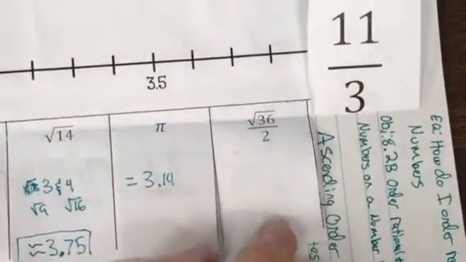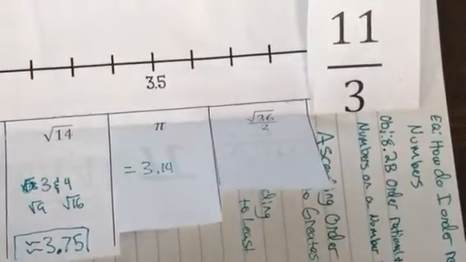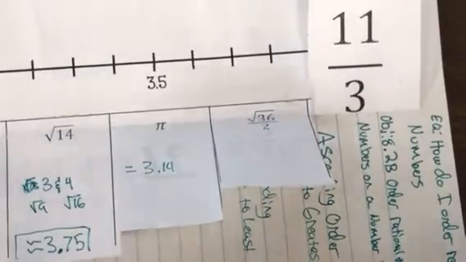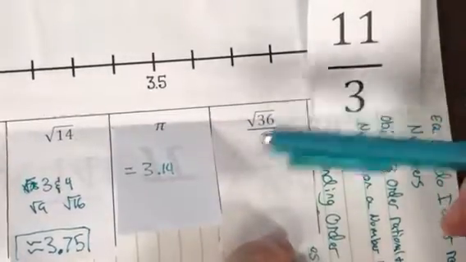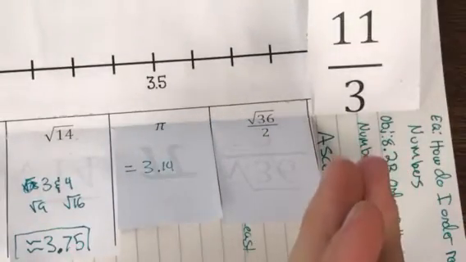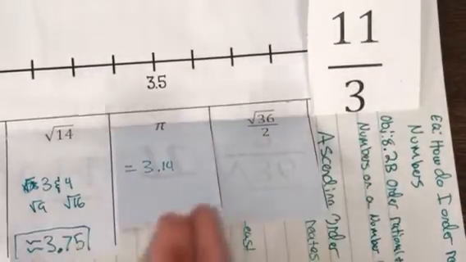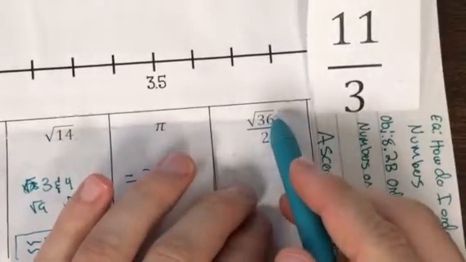It's a never-ending number, but we'll only go to the hundredths place. So now we have the square root of 36 divided by 2. What you have to do first is find out what the square root of 36 is. Remember, a square is a number times itself. Well, the square root is almost the opposite. So what number times itself equals 36 is what you have to think about.